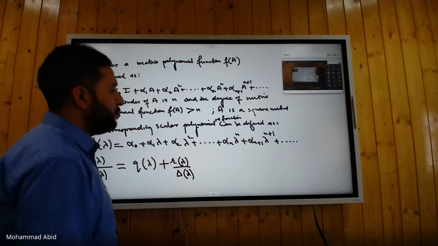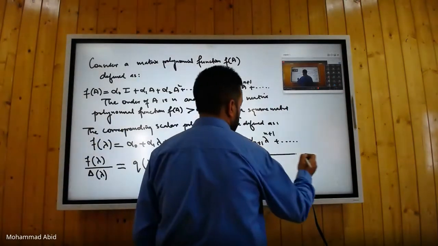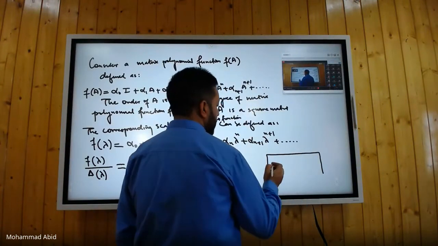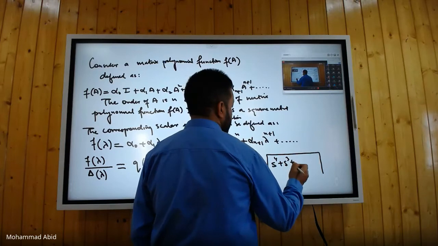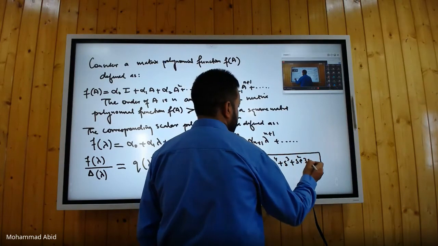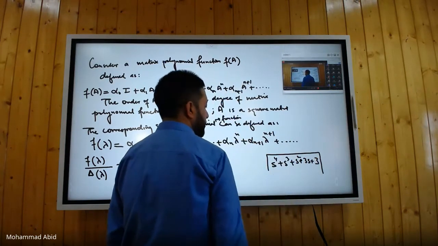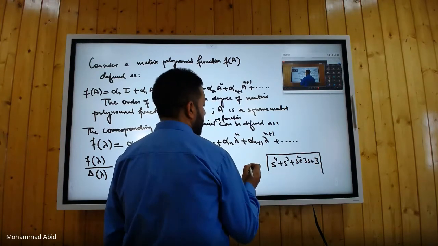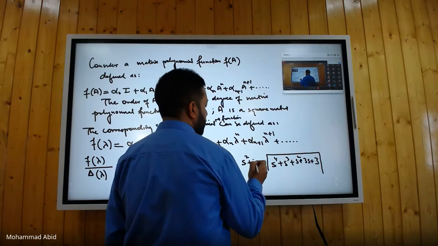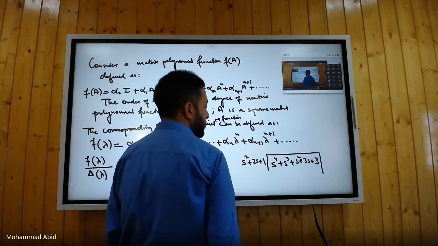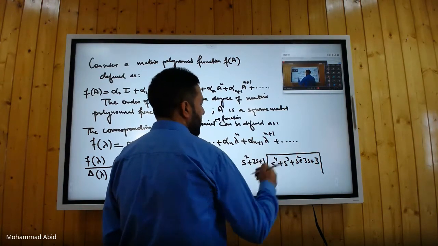जब आप दो पॉलिनोमियल्स को डिवाइड करते हो, जैसे मान लो ये मेरे पास एक पॉलिनोमियल है s to the power 4 plus s cube plus s square plus 3s plus 3. I divide it by some polynomial which is having degree less than this. Let's say s square plus 2s plus 1. Is that okay? So I carry out the division.